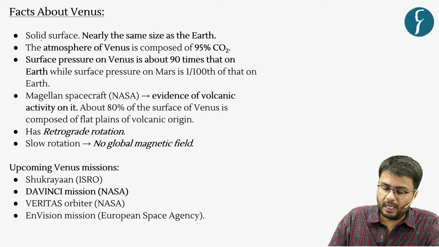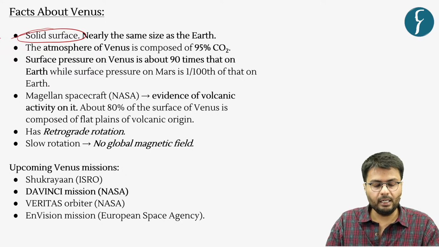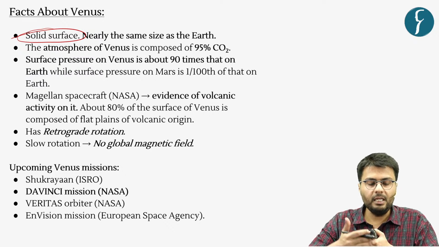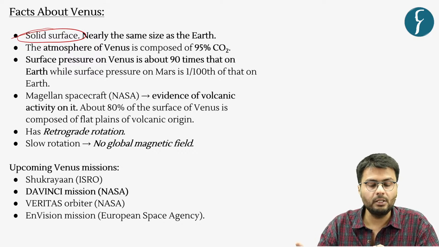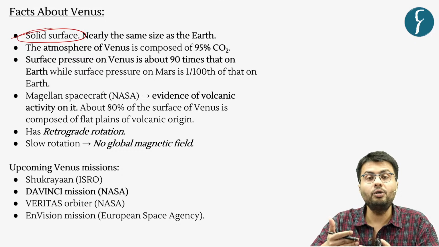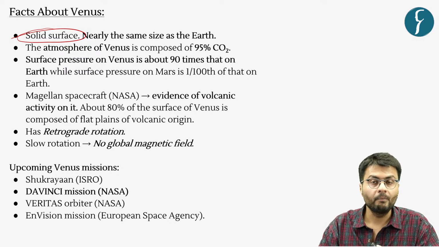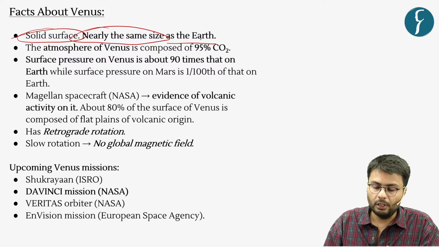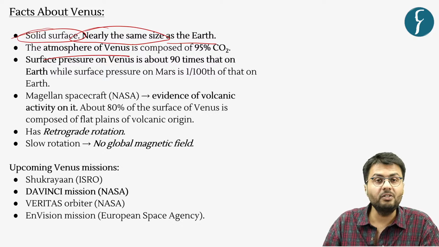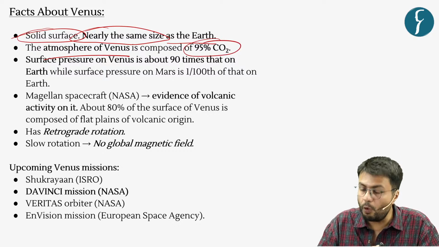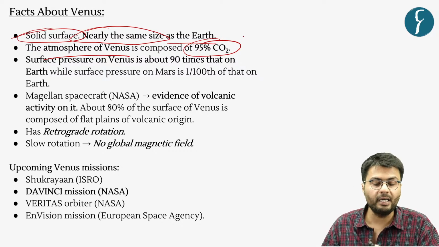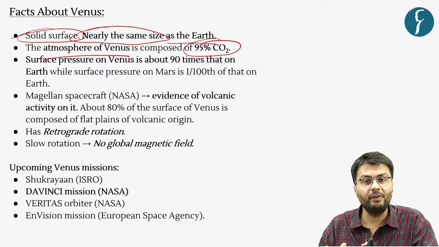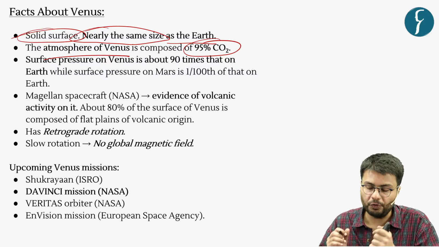Now, the planet Venus comprises a solid surface because it is one of the 3 inner planets in our solar system, as they are quite near to the sun. Further, the size of Venus is nearly the same as that of Earth. However, the atmosphere of Venus is composed of more than 95% carbon dioxide. Hence, there is an immense greenhouse gas effect in Venus's atmosphere.